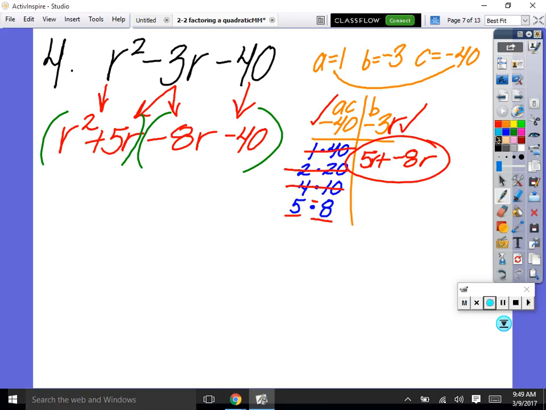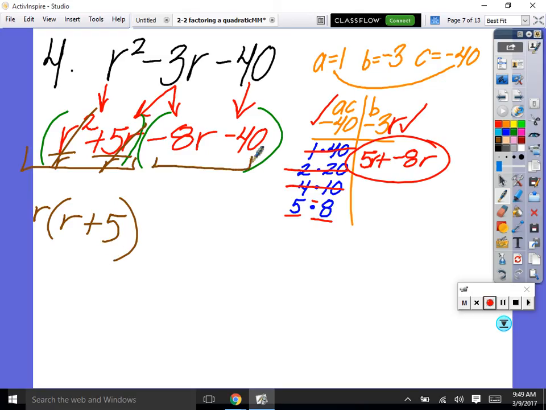Now focus on the first group. The greatest thing in common here is an r. So let's pull out an r. Put your parentheses, divide by r, divide by r. So left would be r plus 5. Was that too fast? No. Okay. And over here you say, what's the greatest thing in common? 8. And there's a negative in front. That means we have to factor out negative 8. So divide by negative 8, divide by negative 8. Left in your parentheses is a negative divided by negative is positive r. And negative 40 divided by negative 8 is positive 5.